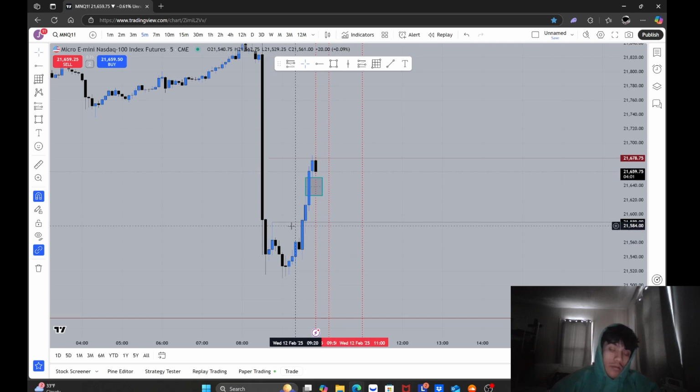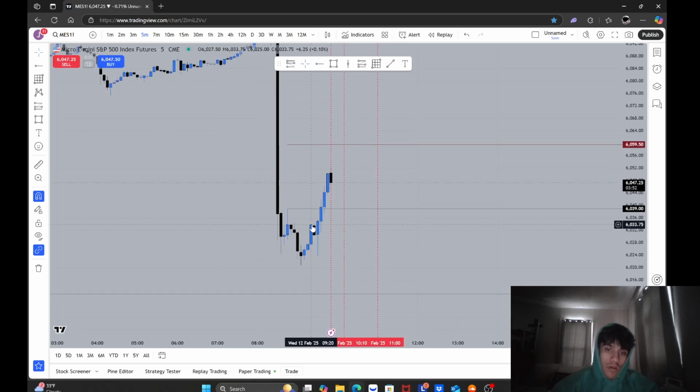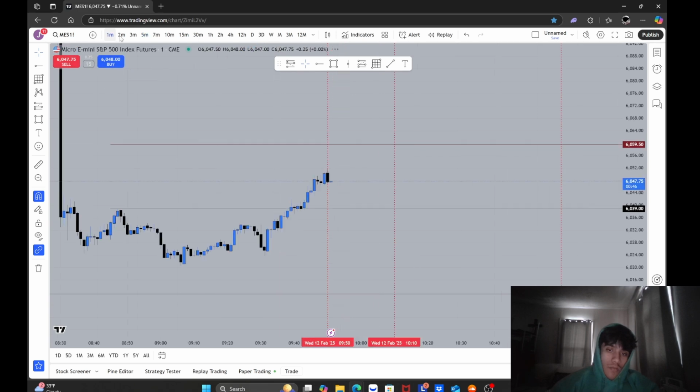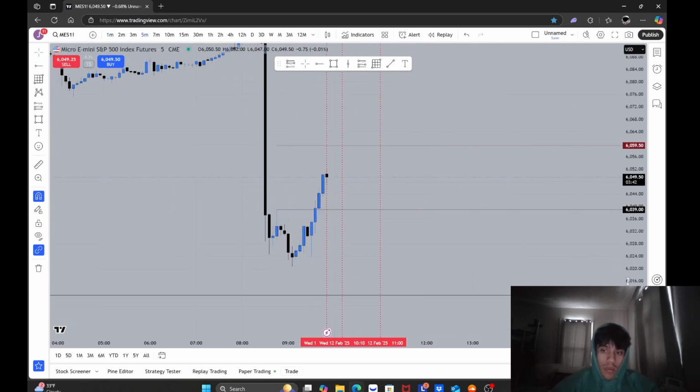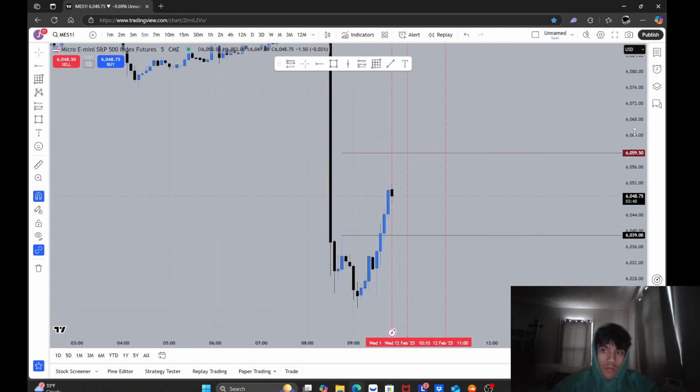Even though this whole move up we made so many imbalances. We have one here, here. There's 3 imbalances left behind. Same with ES. Well, on ES there's only 2. So as far as bearishness, I don't think that's the way, right?